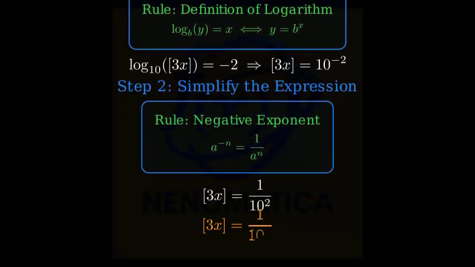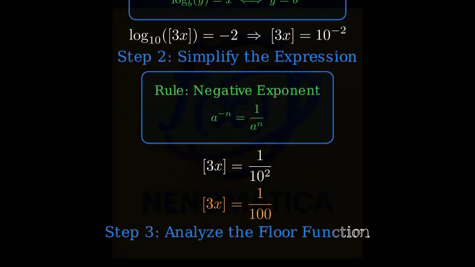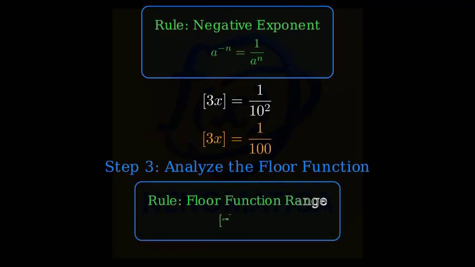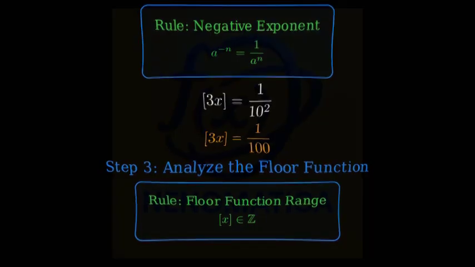Step 3. Analyze the floor function. The bracket function here denotes the floor function, also called the greatest integer function. It always returns an integer value, but 1 over 100 is 0.01, which is not an integer, so it cannot equal a floor value. This means there is no real x that satisfies the equation.